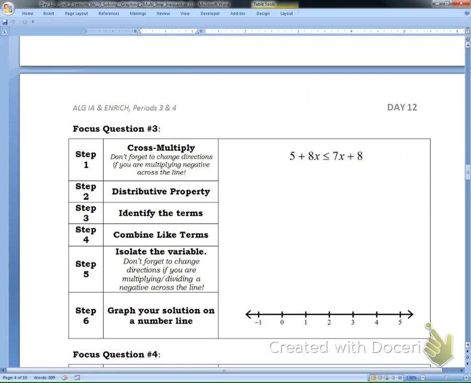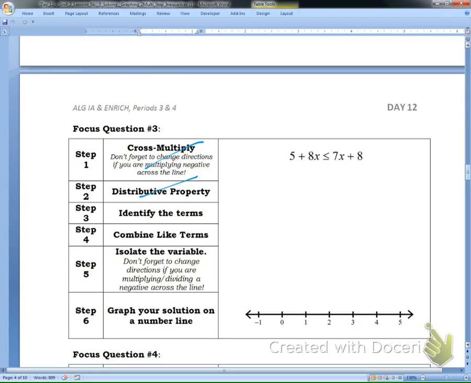Alright, I'm looking at our third example. 5 plus 8x is less than or equal to 7x plus 8. There are no complex fractions, so I don't need to cross multiply. There's no parentheses, so I don't need to distribute. I'm ready to identify my terms. Let's see if I can do it without the training wheels of the circles and squares.